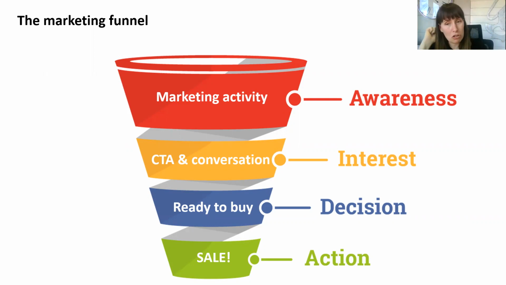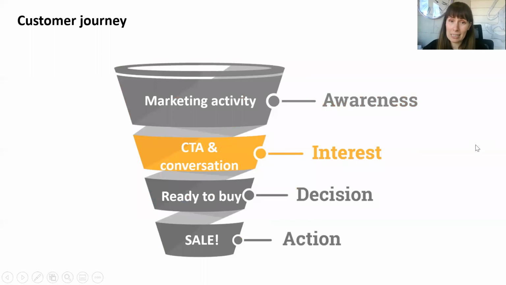Now the yellow section is they're interested. So we're going to talk about call to action and conversation. Then the next section is the green section. They've made the decision, they're ready to buy. And then the green section, you got the sale, happy days, you've got a customer. So for today's session, we're going to focus on the yellow section, the call to action, and we're going to touch upon conversation and cover that in the next session.